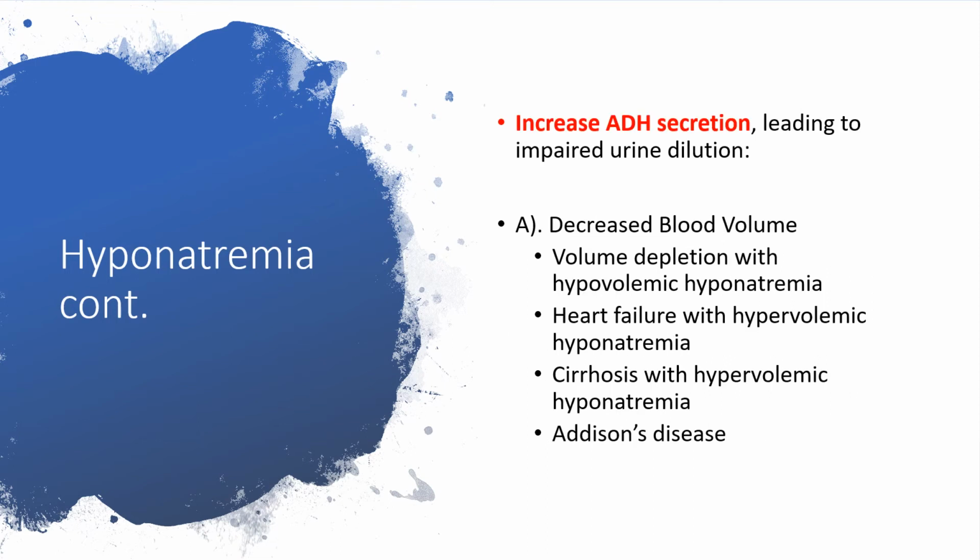Okay, if it is not normal ADH with all those points that I've mentioned earlier, it could be as a result of increased ADH secretion leading to impaired urine dilution. In that case, we'll be dealing with decreased blood volume, and the volume depletion with hypovolemic hyponatremia will occur. Okay? Here, heart failure with hypovolemic hyponatremia can occur, and of course, cirrhosis with hypovolemic hyponatremia could also occur. It's also found in Addison's disease. Here, there is increased ADH secretion meant to retain water, leading to impaired dilution.